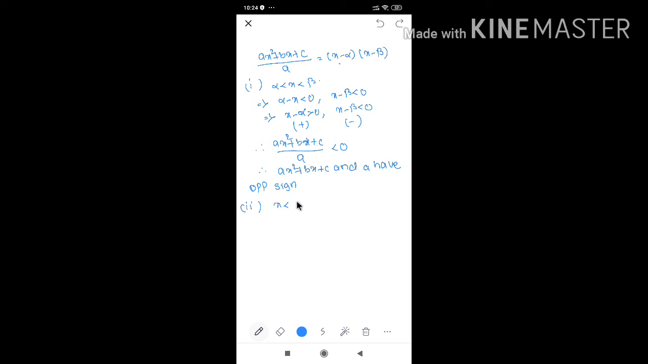Here, first I am taking x less than α. In the question, α is less than β. So I can take x − α is less than 0, and also x − β is less than 0, because α is less than β, in the sense x less than β. So x − β is also less than 0. Here this is negative, and this is also negative. Negative into negative is positive. Therefore, (ax² + bx + c)/a is positive.